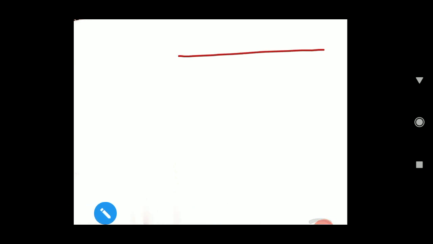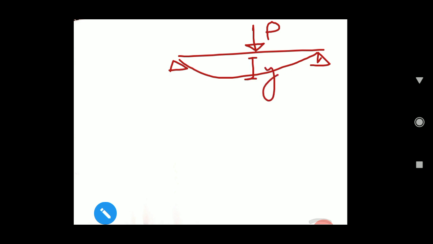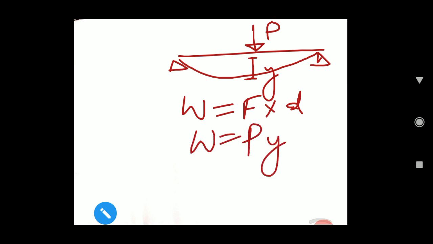Okay, so how is it useful in structural analysis? Suppose we have a beam, force is applied over here and it gets deformed. Suppose the load applied is P and the deflection is Y, then what is the amount of work done on this beam? Amount of work done is force into displacement. What is the force applied here? Force applied is P and the displacement is Y. So this amount of work is done on the body.